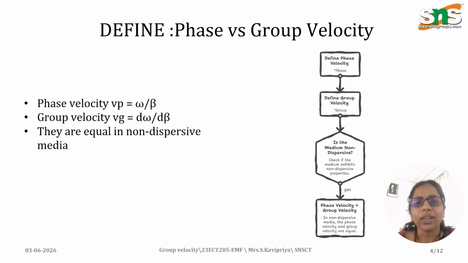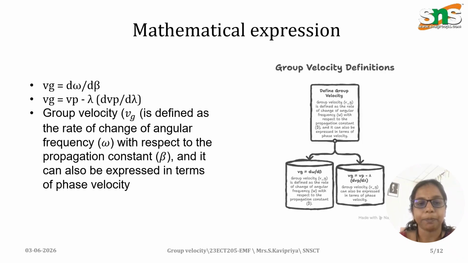And next, what is the expression for phase velocity? Phase velocity is represented as Vp, which is omega by beta, whereas group velocity is represented as Vg, which is d omega by d beta. Both the phase velocity and group velocity will be equal in a non-dispersive medium.